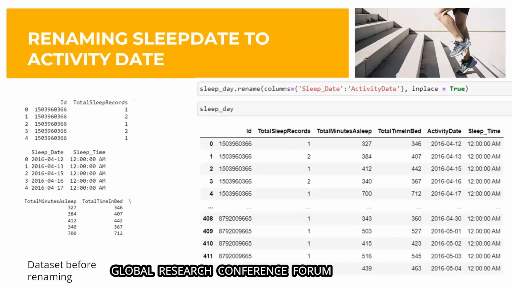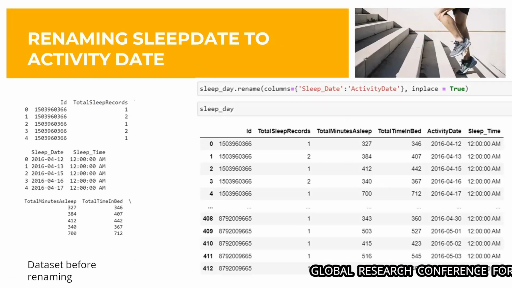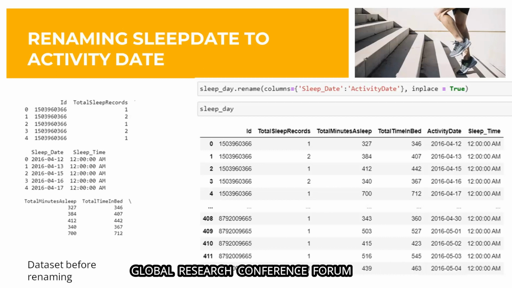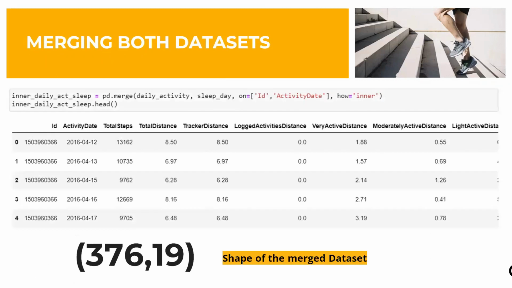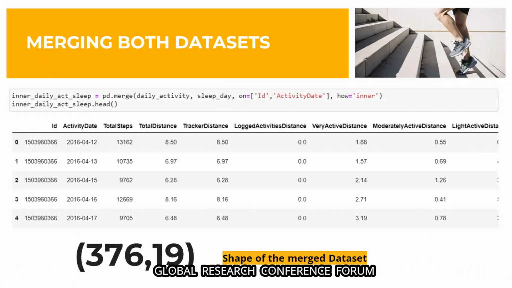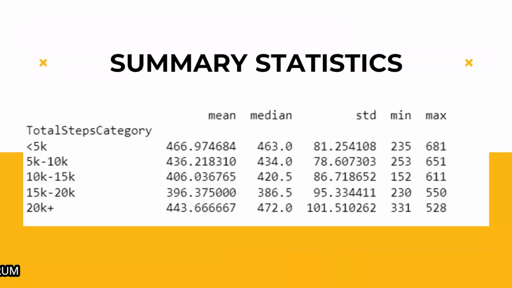I have renamed the sleep date into activity date. In the original data set, there was a column called sleep date, which I renamed into activity date so that I can easily merge both of them into a single data set, which will be helpful in my analysis. This is the data set after merging both of them. This is the shape of my merged data set. It has 376 rows and 19 columns.